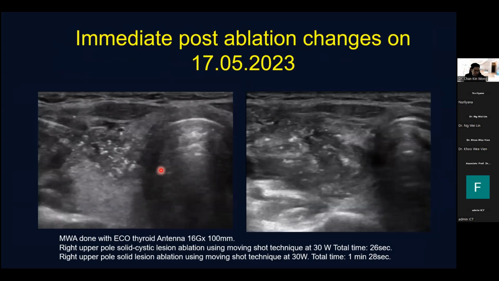So over here, we did her ablation. It's done using this EchoThyroid antenna, and the solid cystic nodule on the right upper pole and the right upper pole solid lesion, both are actually ablated using the moving shot technique. 30 watts, and total time needed is about 26 seconds for the solid cystic nodule. The solid nodule is about 1 minute 30 seconds.